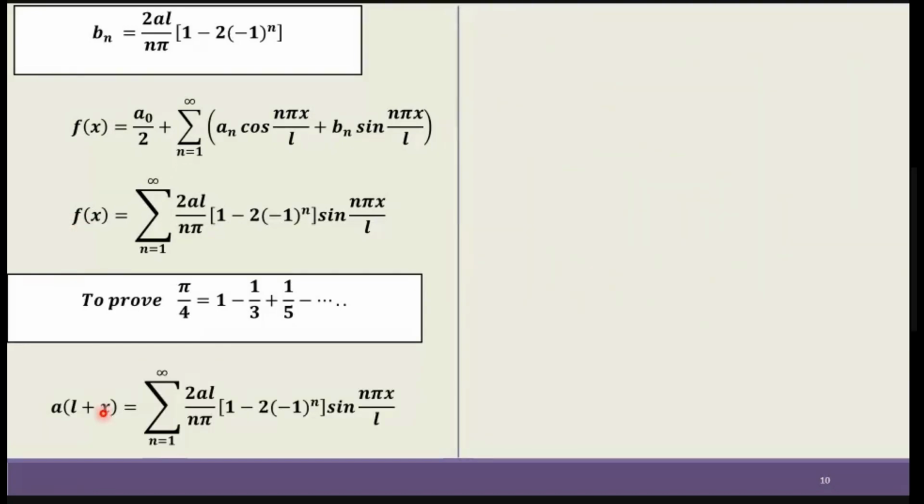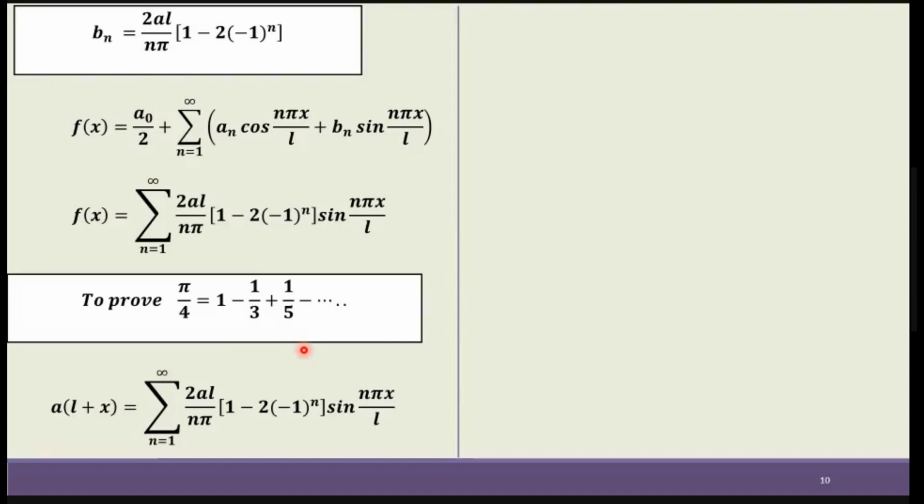So a into (L plus x) is equal to this. This function I've written as it is. Now we have to give the value of x in such a way that this whole term has no sine function anywhere. So we have to put x equal to some value in such a way that when we give the values of n from 1 to infinity, we will get this form: 1 minus 1 by 3 plus 1 by 5.